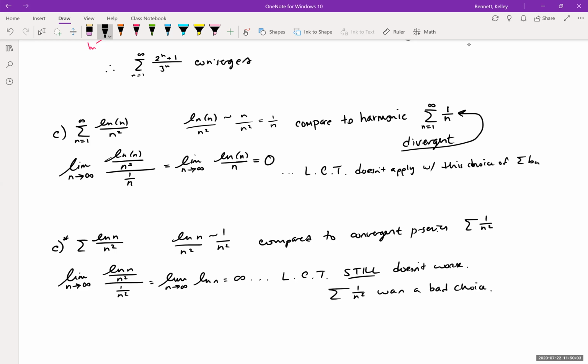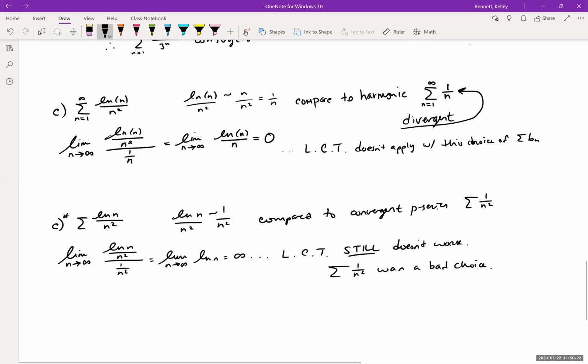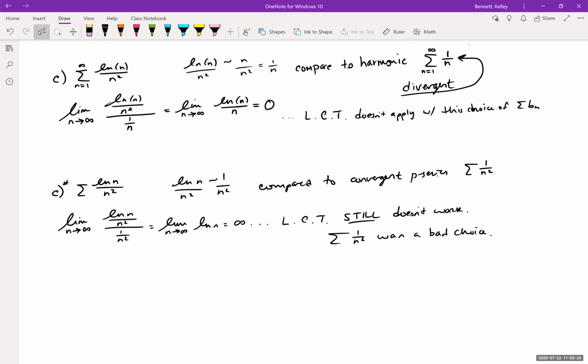But I know that ln lives somewhere between the constant function 1 and the linear function n. So is there something I can choose, a p-value, right? Because I did both, I compared to p-series with p equals 1 and p equals 2. Is there an in-between place that I can compare that to? And the lazy man's answer to that question is yes. Let's just take the midway point. So let's try this one more time.